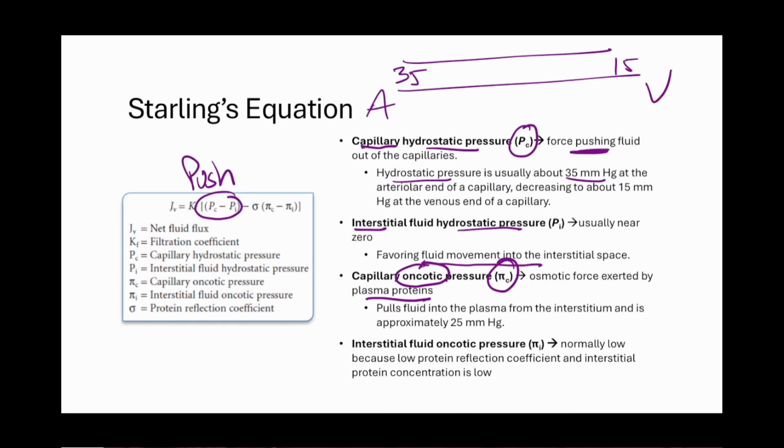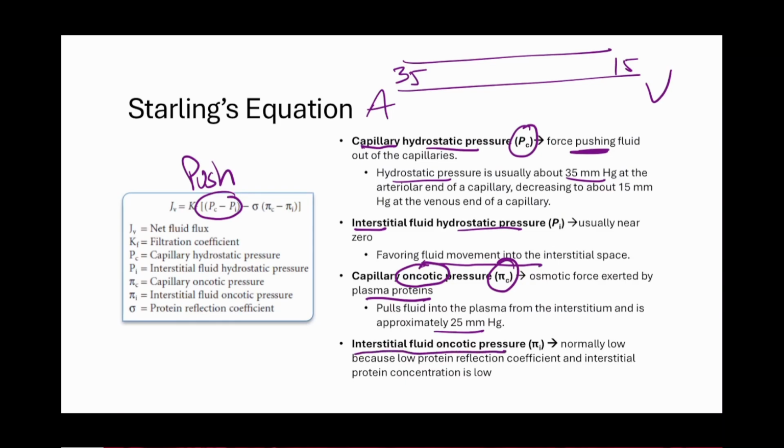So the plasma proteins is what generates the oncotic pressure. The suck is generated by proteins in the blood. So this is the suck. It's pulling fluid back into the capillaries. That's the job of these proteins. Normally, it's about 25 in the capillaries, 25 units of oncotic pressure in the capillaries, favoring the suck to come back in. That's the capillary oncotic pressure. Now we need to talk about the interstitial fluid oncotic pressure.